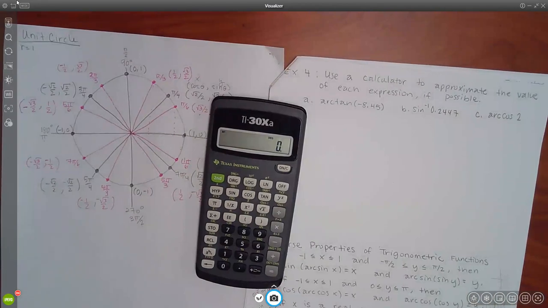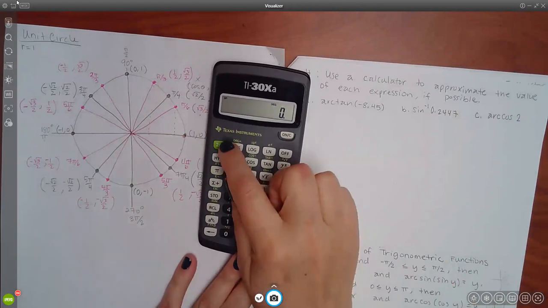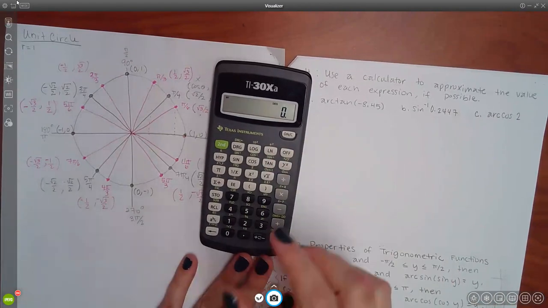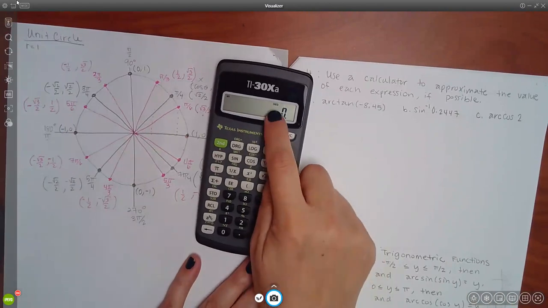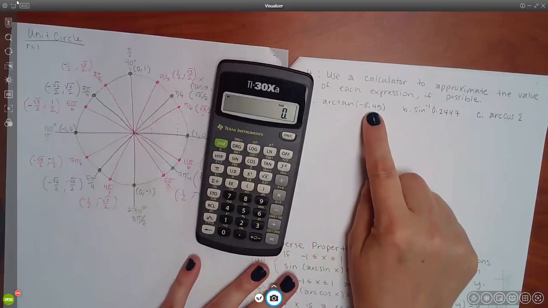Okay. So for this one, my calculator is different. So I'm going to have to hit second and then 10. Oh, this calculator is totally different. First off, there's a problem, isn't there? Radians. This does not have a little degree symbol, does it?